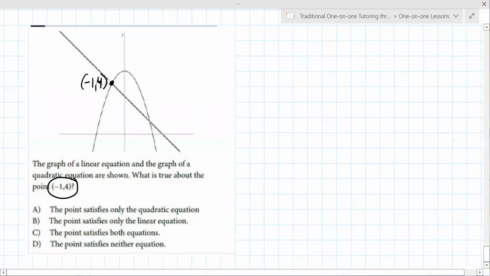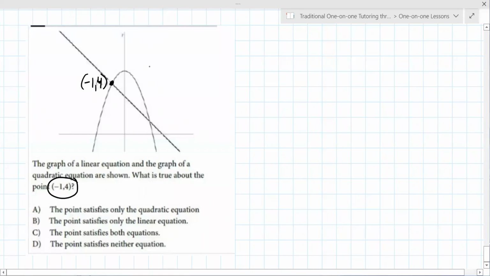When it says satisfies, you can think of it as on either the line or the curve. So is the point only on the quadratic equation? No, it's on the line also. Is the point only on the linear equation? No. Does it satisfy both equations? Yes. Okay, so let me do this a little bit differently.